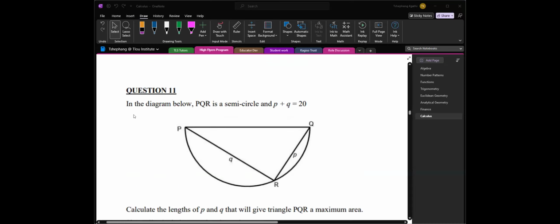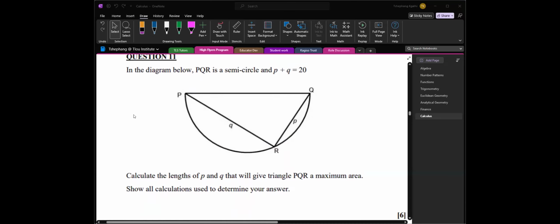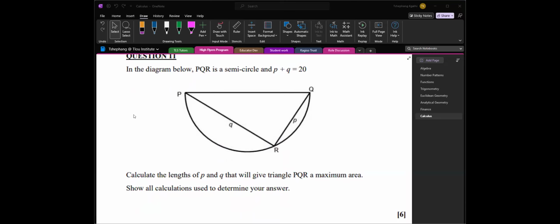So here, in the diagram below, PQR is a semicircle, right? And P plus Q equals 20. So those chords, if you add those two chords, will give you 20. Calculate the lengths of P and Q that will give triangle PQR a maximum area. Show all calculations used to determine your answer. Okay.